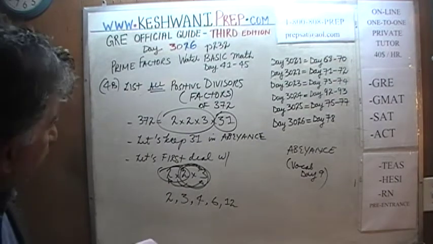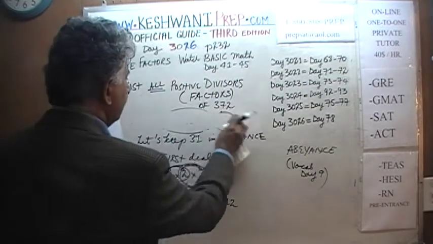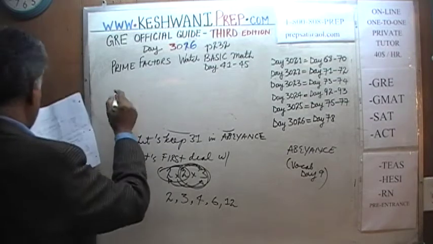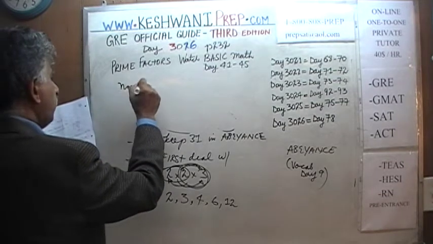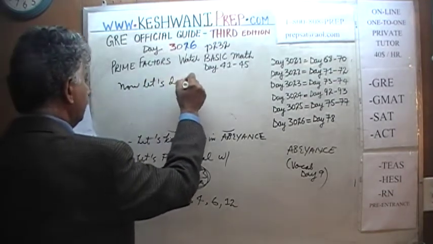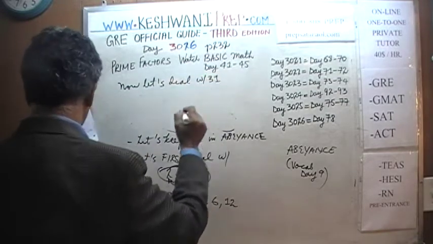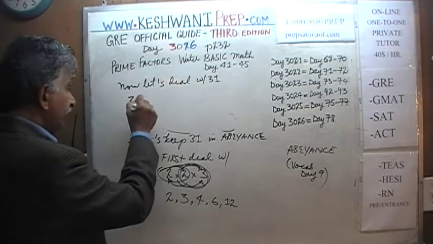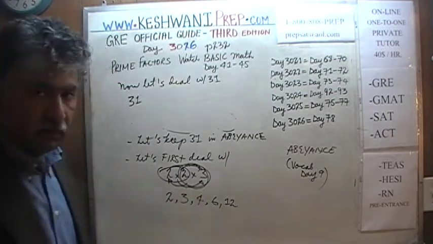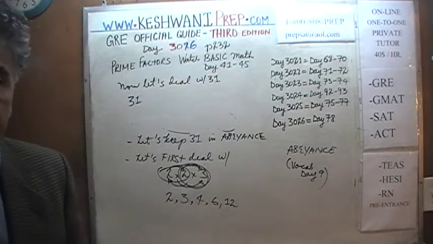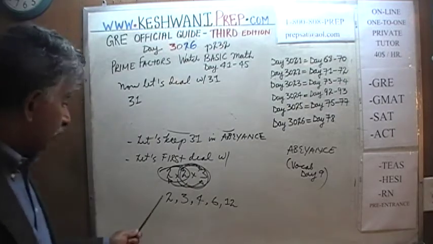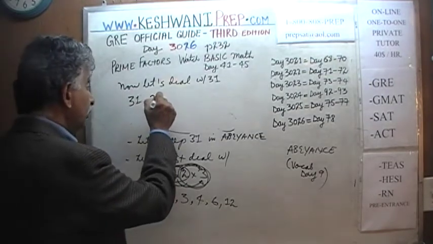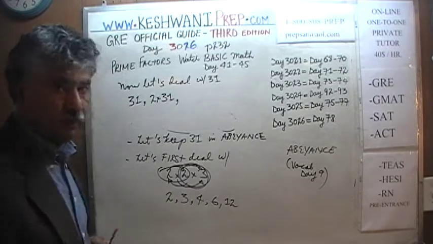Now, let's deal with 31. Let's do it on the top. Just go systematically. We're ready to deal with 31. So 31 is going to be a factor of 372 because we did the work. 31 was a factor of 372. But if 31 is a factor of 372 and 2 is a factor of 372, then it stands to reason that 2 times 31 is going to be a factor of 372.